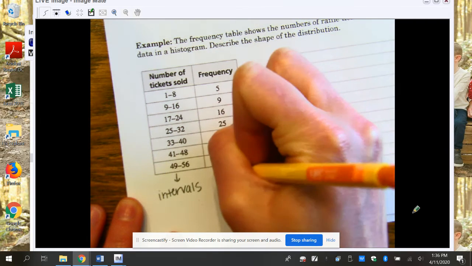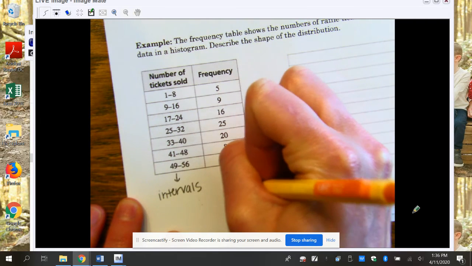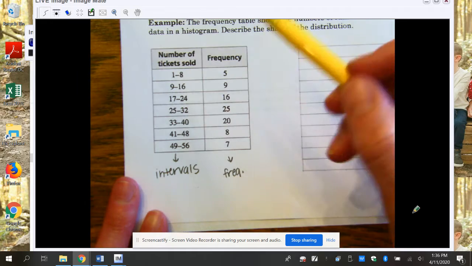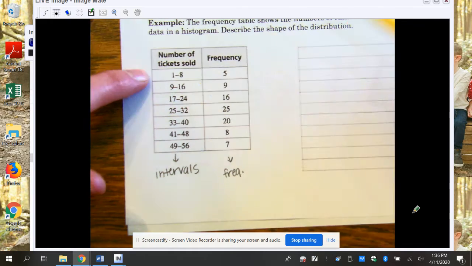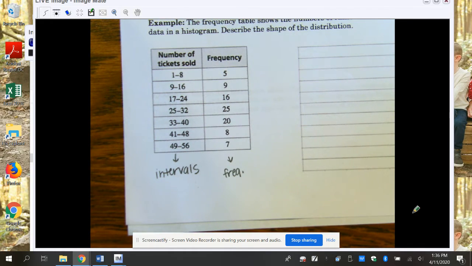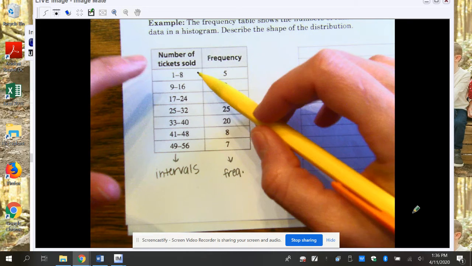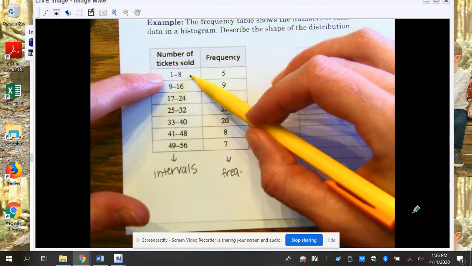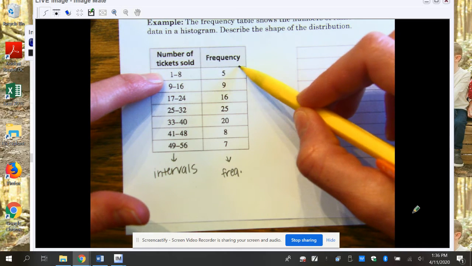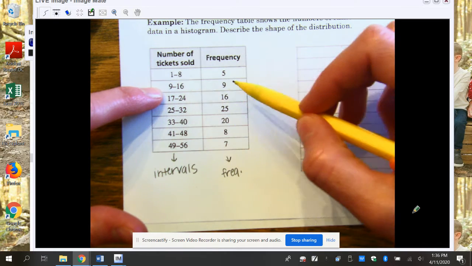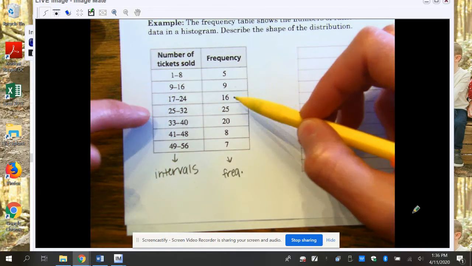And then this is the frequencies. So what this means right here is, this shows the number of raffle tickets sold by students in our grade. And so between 1 and 8 tickets were sold 5 times. Between 9 and 16 tickets were sold 9 times, and so on and so forth.